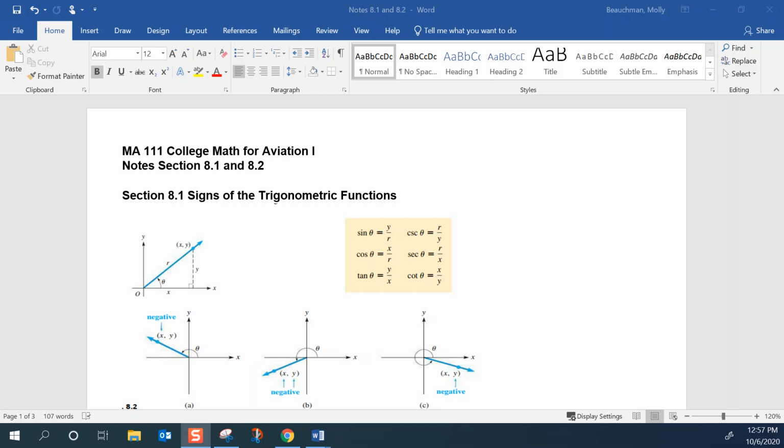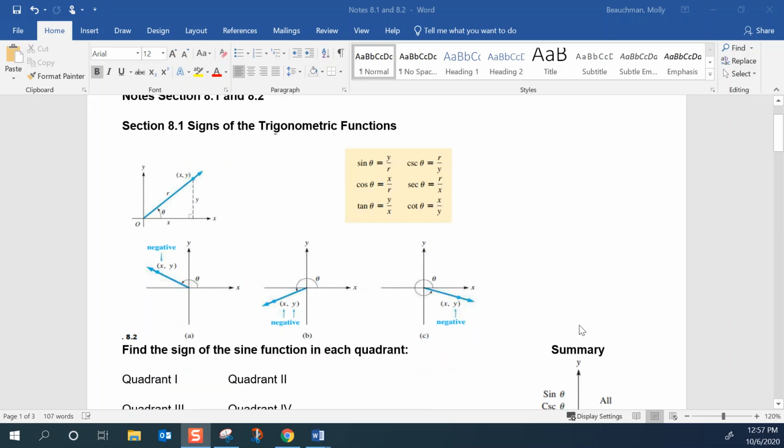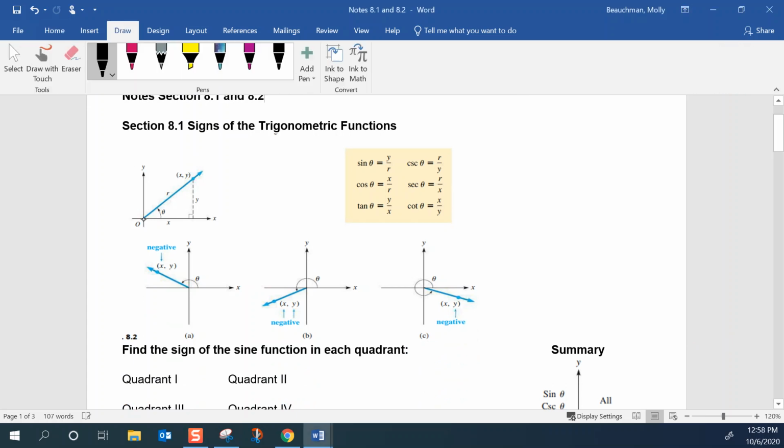In this video, we'll take a look at section 8.1, signs of trigonometric functions. So we've seen previously that if you have an angle drawn in standard position, that means that the initial side is the x-axis, and the terminal side lands in one of the quadrants, that the sine of the angle is equal to opposite, which is y, over the radius r. Cosine is x over r, adjacent side is length x, tangent is y over x.